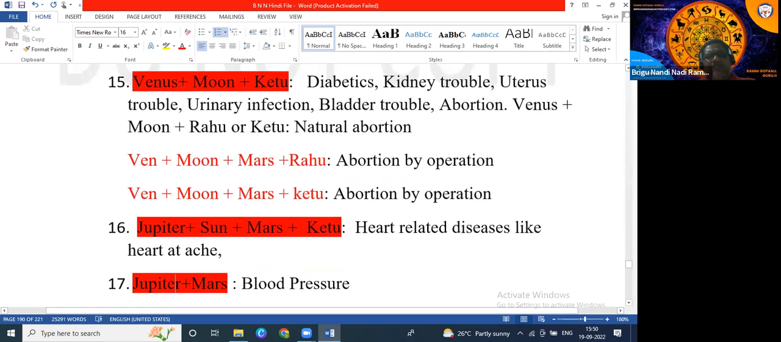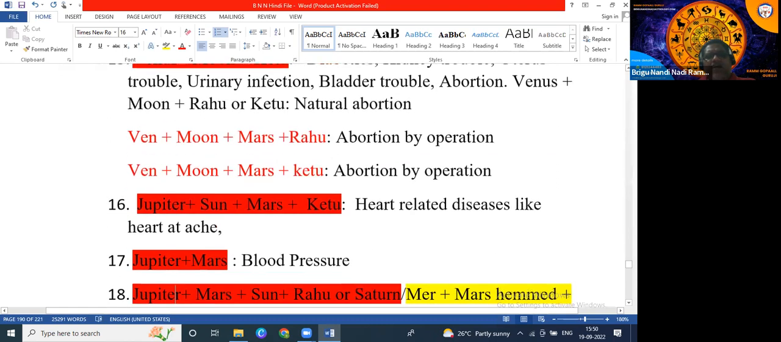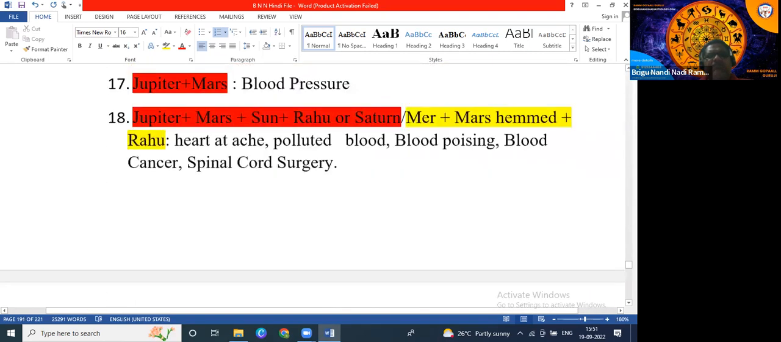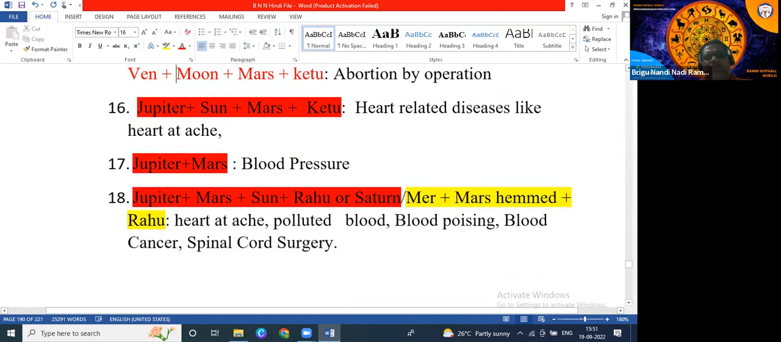And Jupiter is the native, Sun is here heart, and Mars is blood, and Ketu is obstruction in the flow of blood. So that's why the native will get heart attack. And only Mars also gives blood pressure. Jupiter is the native, Mars is blood. So with Jupiter and Mars, generally the native will have blood pressure. And Jupiter, Mars, Sun, Rahu or Saturn.